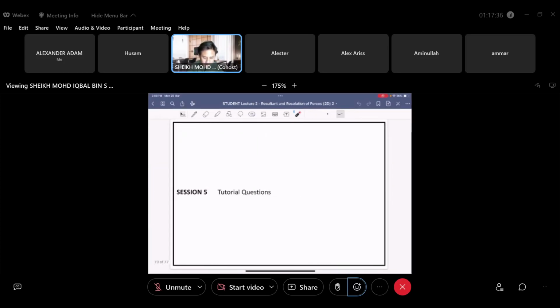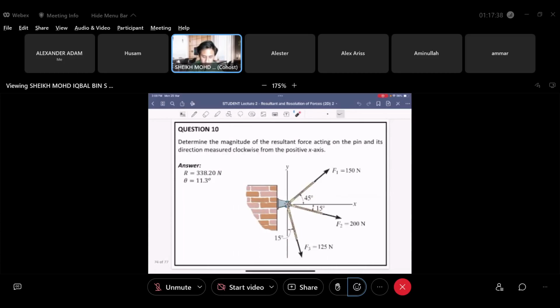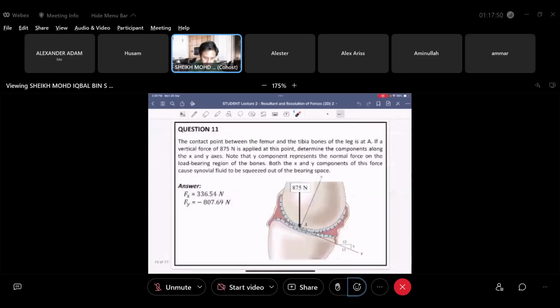So these are the tutorial questions. Please try to do it. It's not that hard. For example, like this one, you have 3 forces. Just make a table and resolve the forces one by one, each one. Same thing here. It looks complicated because you have not drawn the free body diagram. Once you have drawn the free body diagram, it will not be that intimidating.